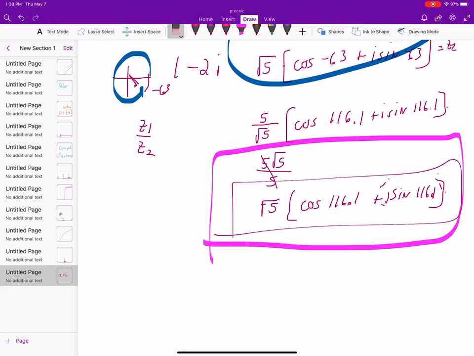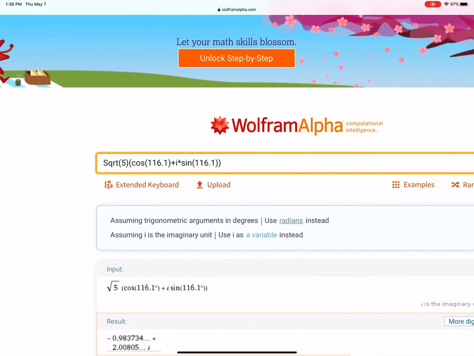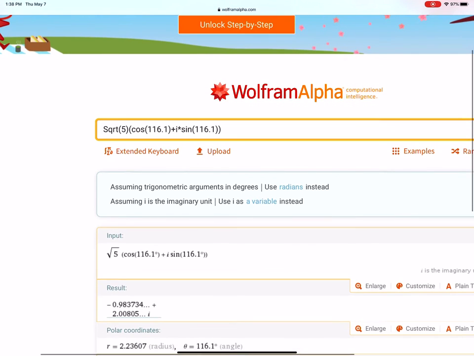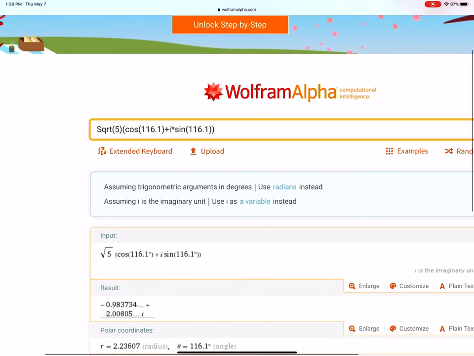Let me go back and show you that form again. So all I did was just go square root of 5, parentheses, because it knows to multiply, cosine, and the angle. Just got to make sure it's in degrees, because mine wasn't. And then that will give you the answer. Here it is in the trig form. I don't know if you can see that right there. And then this is what it is in A plus BI form.